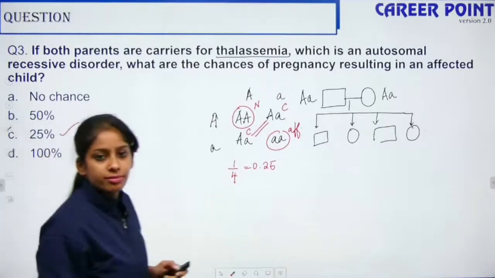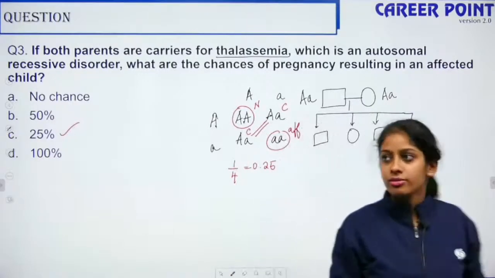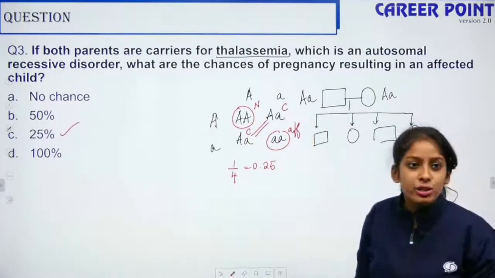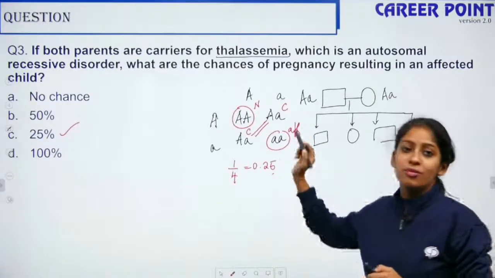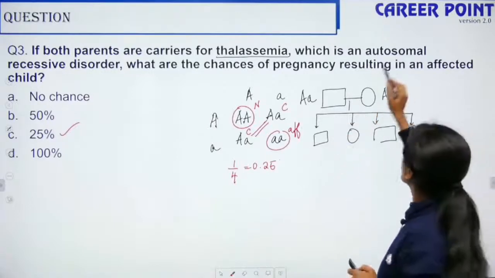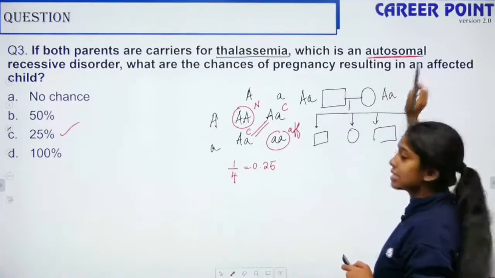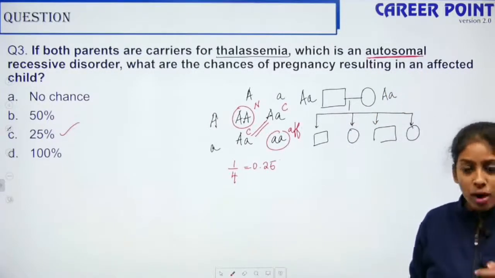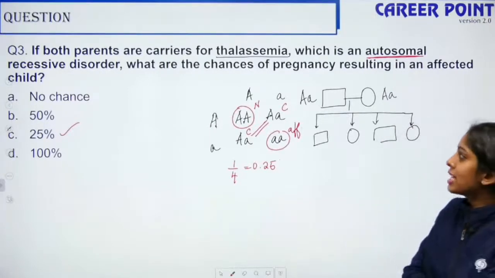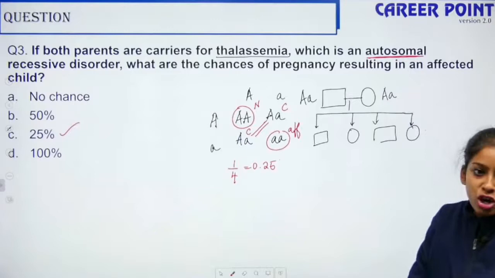So you understood how to solve? Yes. So this is normal. These two are carriers of thalassemia and this one fellow is affected. It can be male or female, it does not matter because it is an autosomal disease. It can affect anyone, right? So here 1/4 is the answer. Please take a minute to see if you have understood or not.